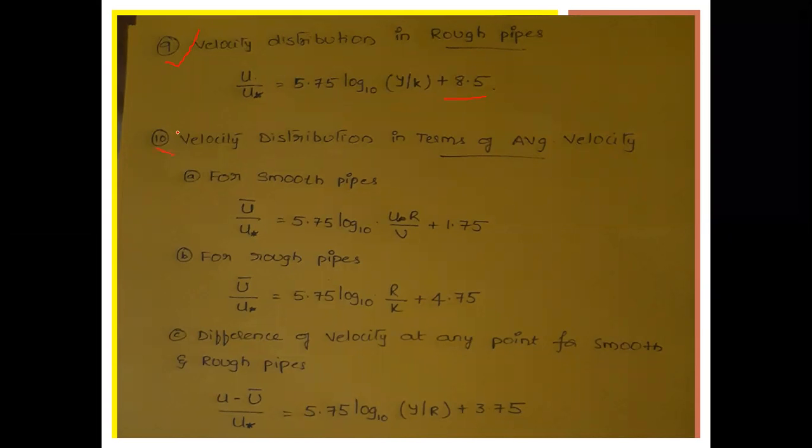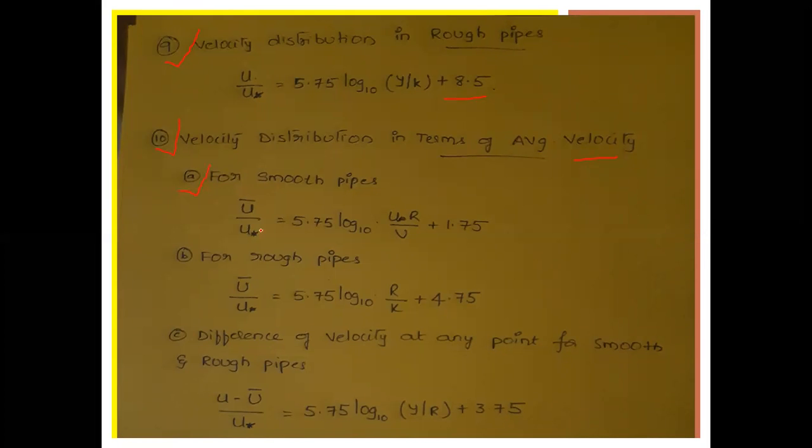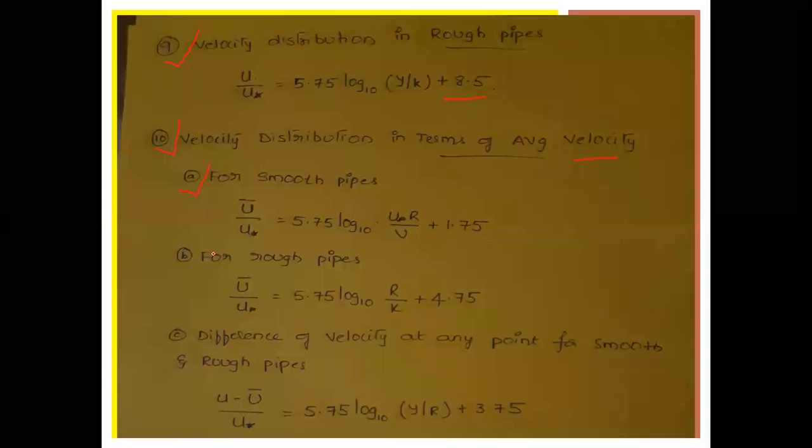Okay? Next, velocity distribution in terms of average velocity. So what happens when you take average velocity? That is, the average velocity between smooth and rough. If you take a smooth pipe, the average velocity is U bar by U star is equals to 5.75 log 10 U star into R by V plus 1.75. For a rough pipe, U bar by U star is equals to 5.75 log 10 R by K plus 4.75.